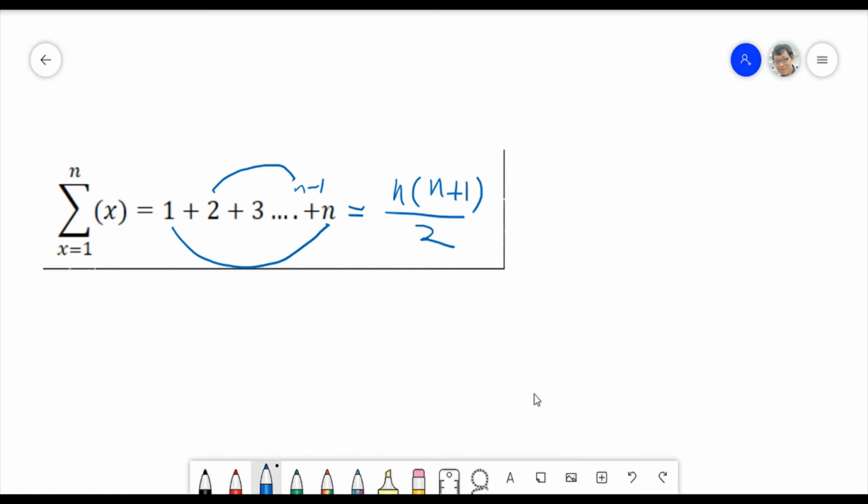If I give an example, I ask you the summation of 1, 2, up to 10. How do you do that? It's quite easy, right? So n should be 10, so it should be 10 times 11 divided by 2, which gives 55. Quite easy, right? Okay.